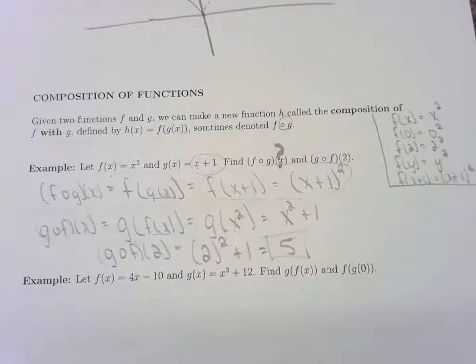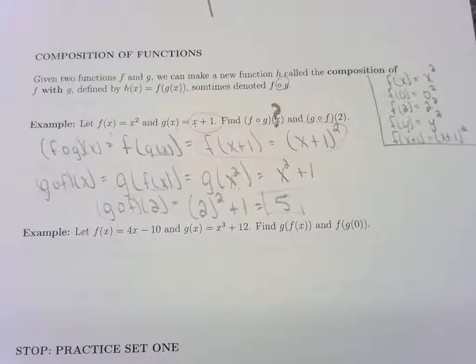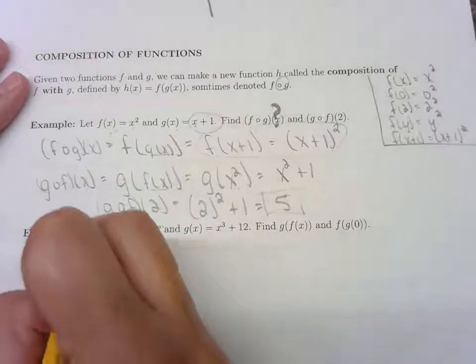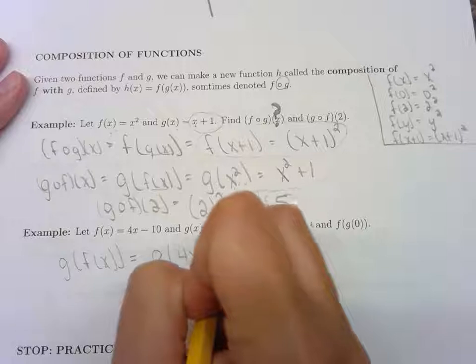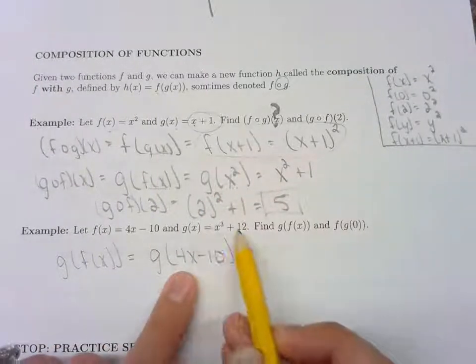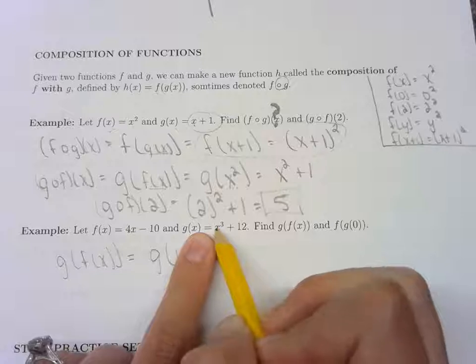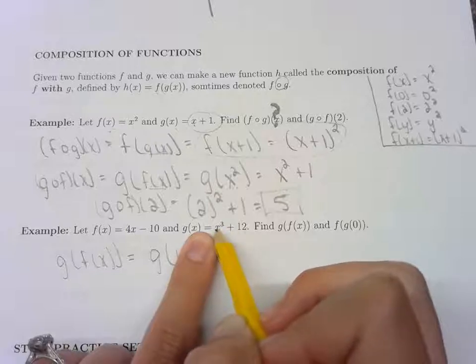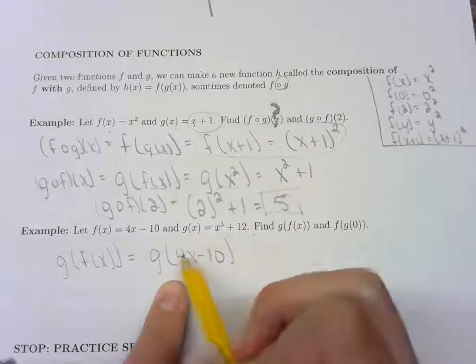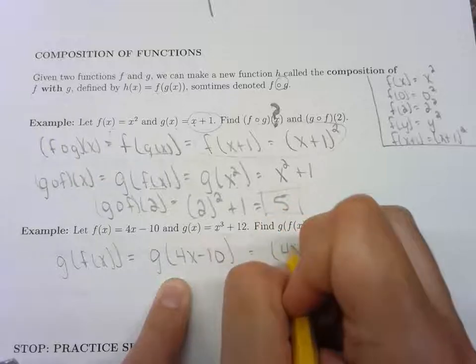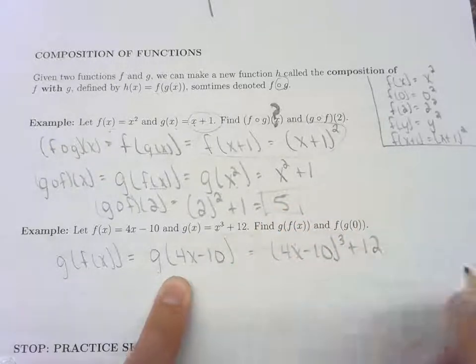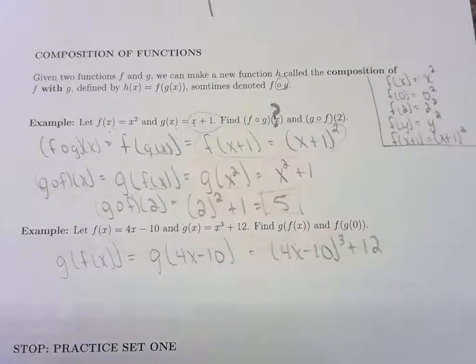Okay, next example, we're going to do the same thing. It says let f of x equal 4x minus 10 and g of x equals x cubed plus 12. Find g of f of x and f of g of 0. So g of f of x, start on the inside, copy f. So g of 4x minus 10. Now this is our input for g. If we were to input 0, it would be 0 cubed plus 12. If we were to input y, it would be y cubed plus 12. We're inputting this whole thing, so it's going to be 4x minus 10 cubed plus 12. Just going to leave it at that. We don't really need to simplify.